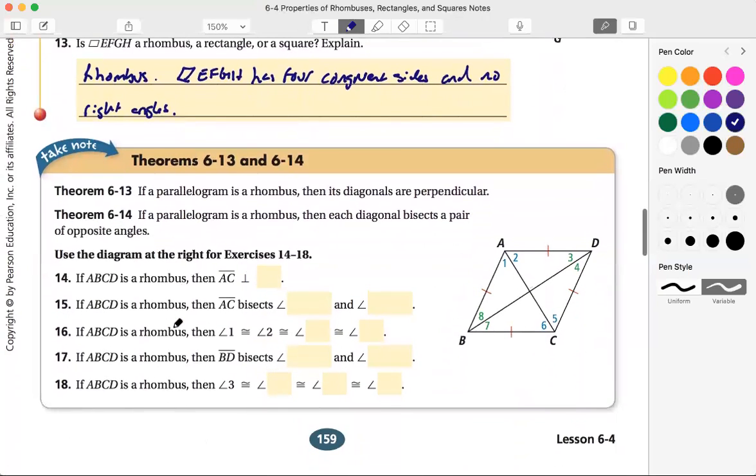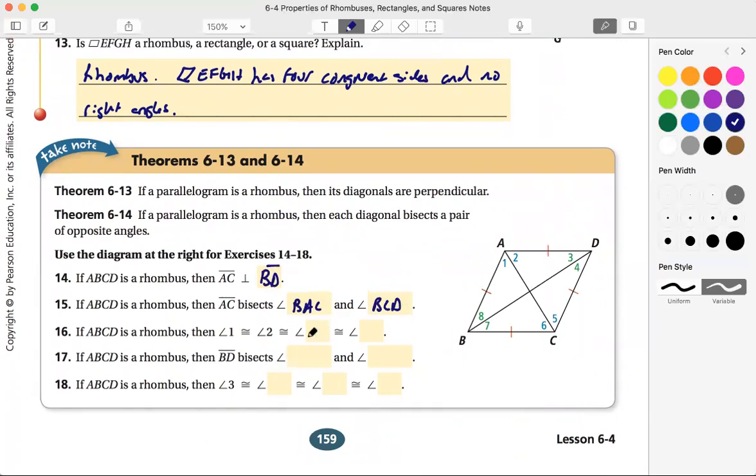If a parallelogram is a rhombus, then we know its diagonals are perpendicular. If a parallelogram is a rhombus, then we know each diagonal bisects a pair of opposite angles. So if ABCD is a rhombus, then we know AC is perpendicular to BD. If it's a rhombus, then we know AC bisects angle BAD and angle BCD.